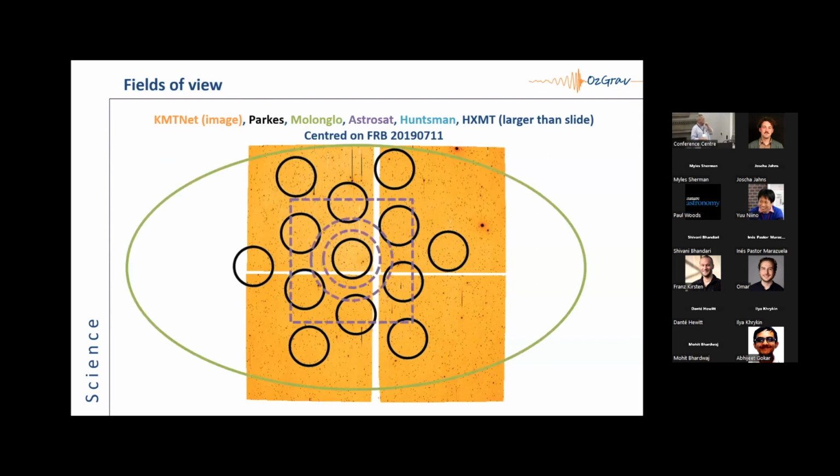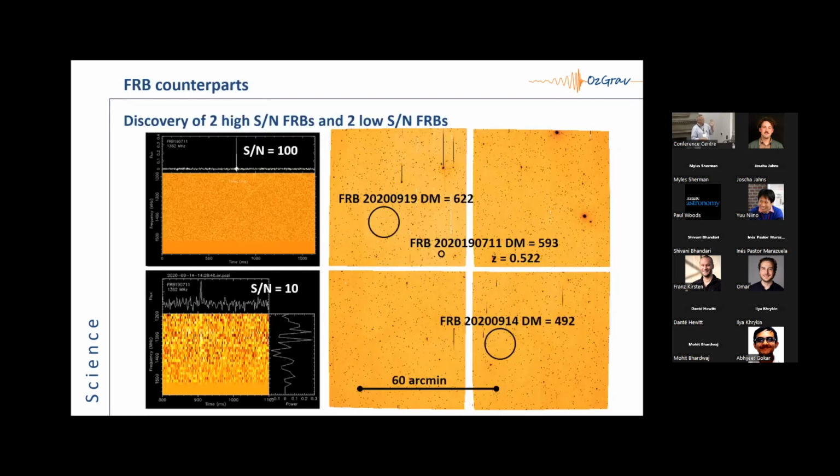And these are just some of the fields of view of the other things that were on the field, HXMT, X-ray, and AstroSat, UV, etc. So during that run, we found not one, but 2 FRBs. And here they are. And that's kind of interesting because you've got 3 FRBs and a known repeater, all within like a degree on the sky, all with similar DMs. So that's already an interesting result, and we're looking into that in more detail.